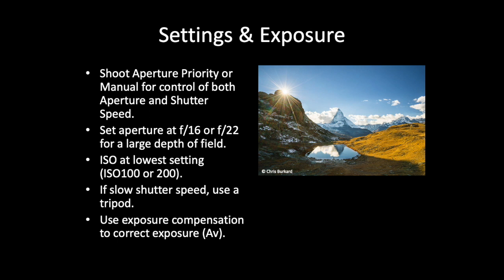At a very small aperture like f16 or f22, your shutter speed is going to become very slow. So you are going to have to use a tripod most likely. Exposure was covered in detail in a prior workshop, but if you are shooting aperture priority, you can use exposure compensation to correct your exposure.